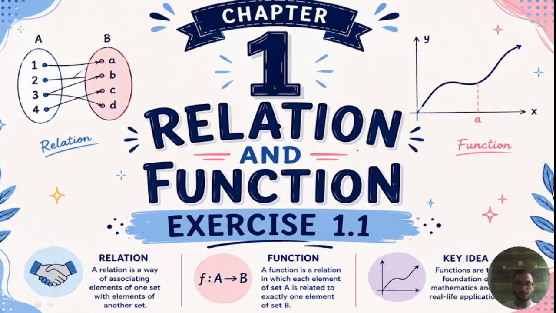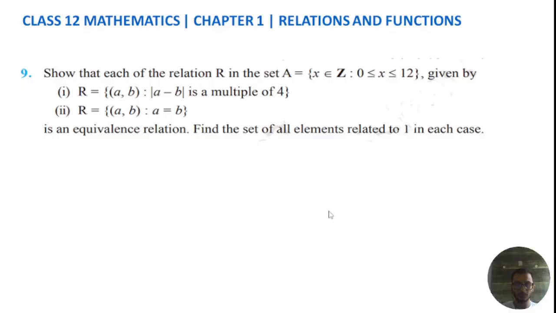So in today's video we are going to do more questions from exercise 1.1 and we will try to finish it as soon as possible. So next question is question 9. So what is given? For each of the following relations R in the set A, the set is given as integers from 0 to 12. The first relation R is given as all pairs a comma b such that modulus of a minus b is a multiple of 4.